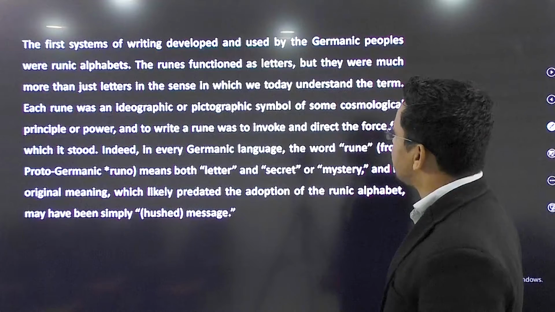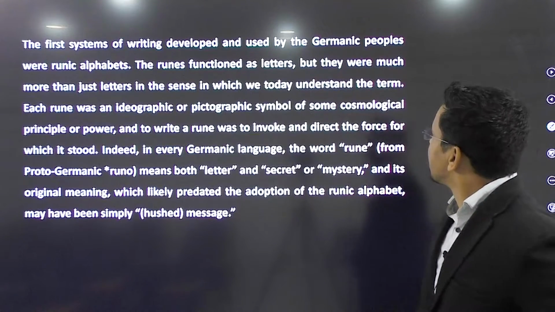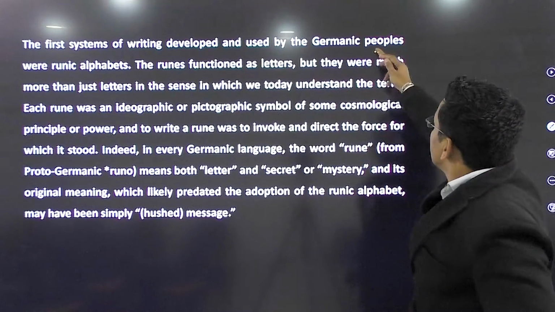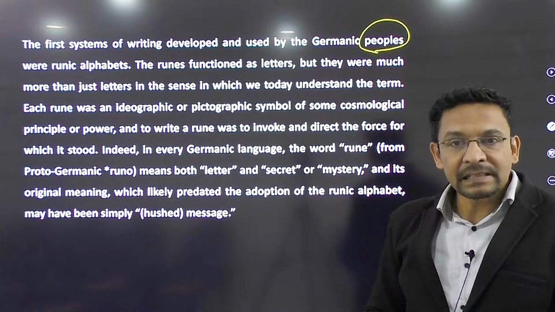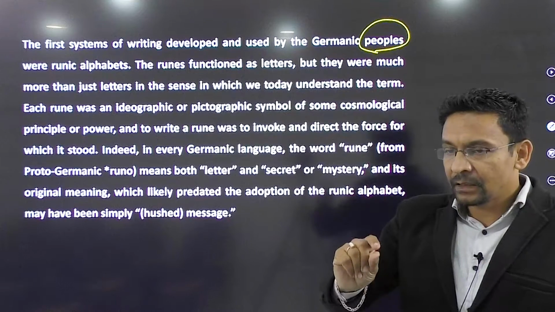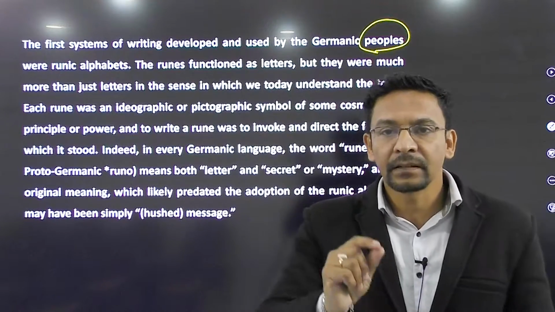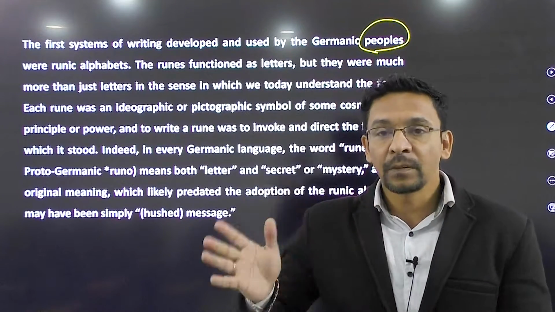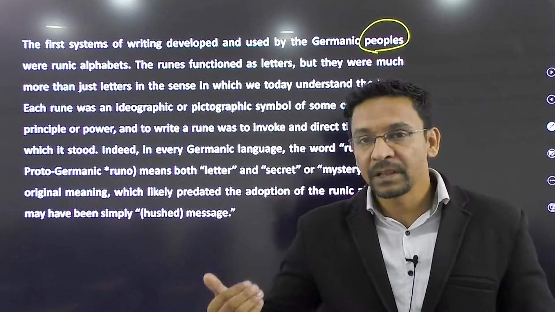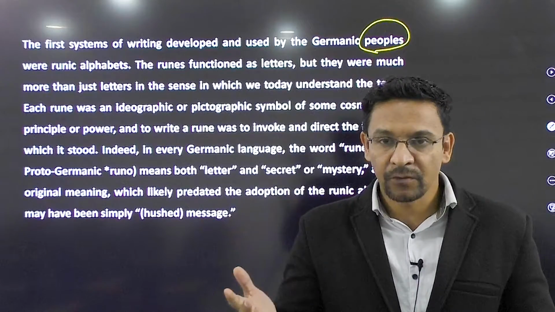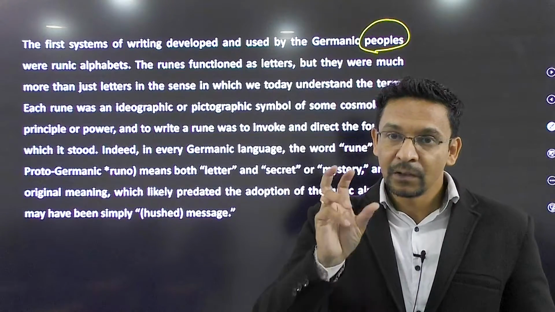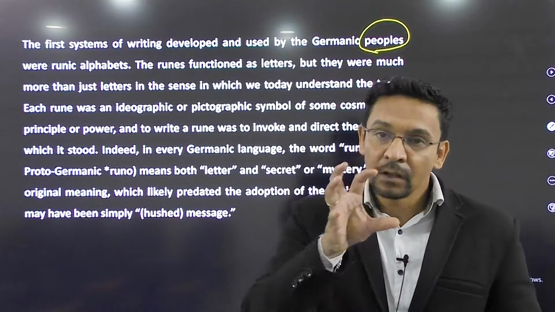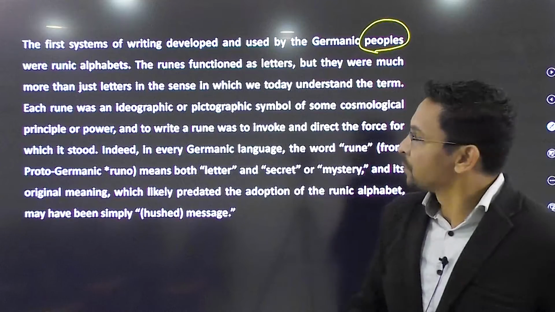The first systems of writing developed and used by the Germanic peoples were runic alphabets. ये peoples क्यों है? Peoples इसलिए है क्योंकि people, जब सब divided peoples की हम बात करते हैं या specific people की बात करते हैं, we call it peoples. Like the people who came to watch the match included peoples from India, peoples from Pakistan and peoples from Australia. Like that. समझ गया? लोगों में जो specific लोग हैं, groups, उनको peoples कहते हैं.